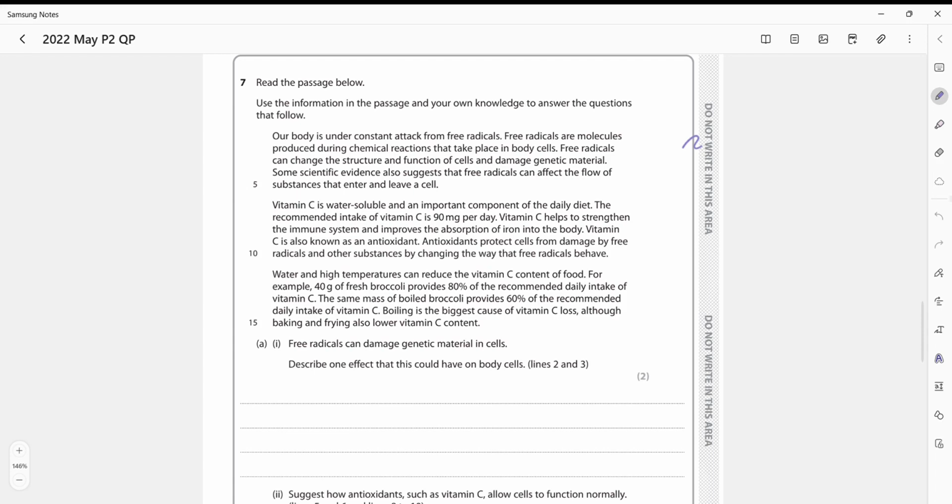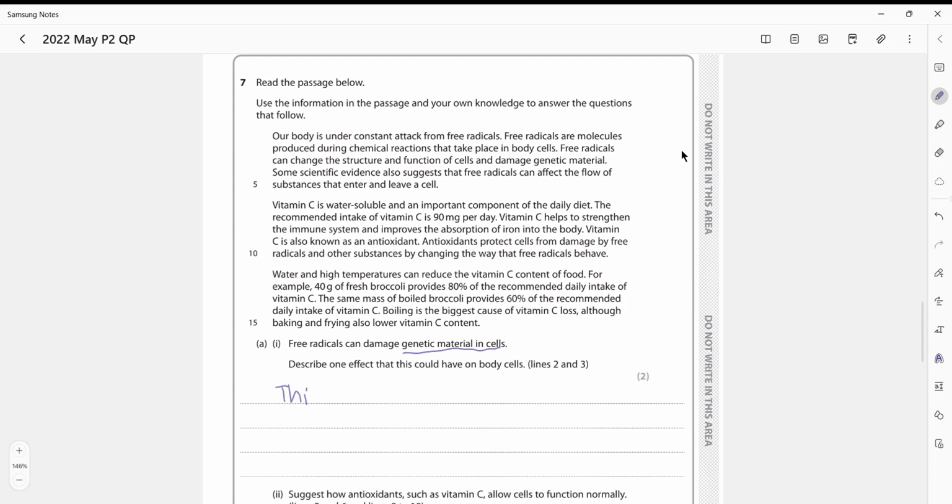All right, so A1, it says, free radicals can damage genetic material in the cells. Describe one effect that this could have on the body cells. So if it's genetic material, we're talking about DNA here. And if you're damaging the DNA, then that could lead to mutations, which could eventually lead to cancer, for example.